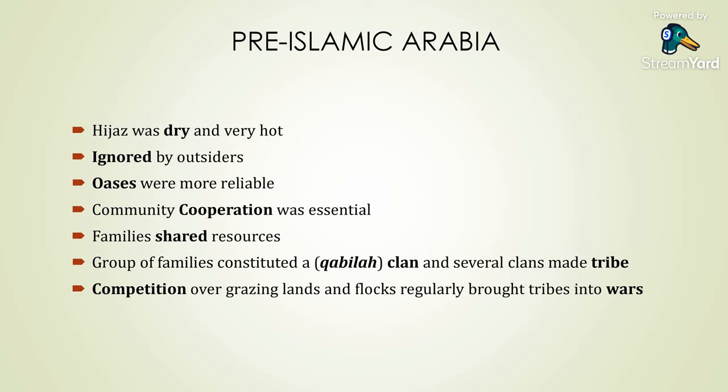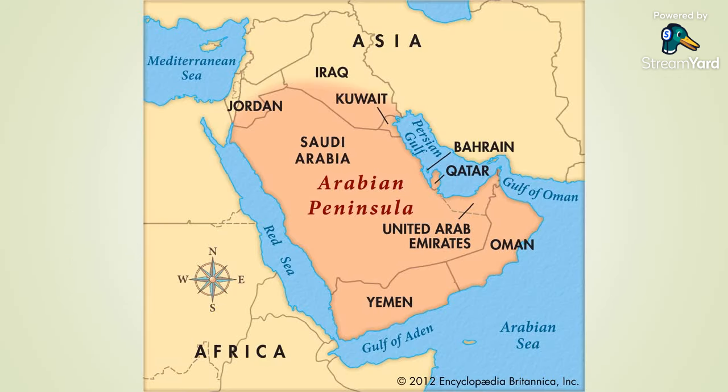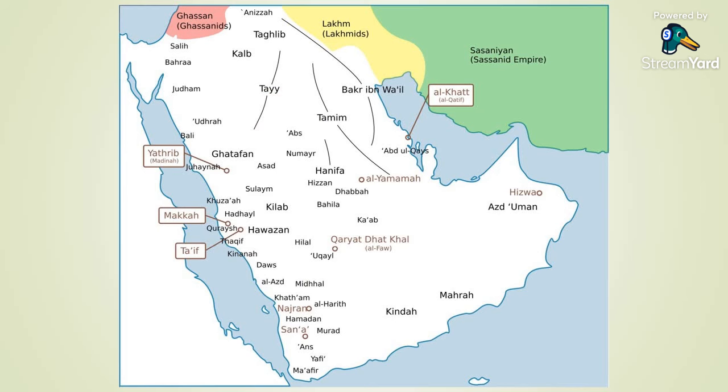Now, the families constituted a clan, which is called Kabila in Arabic, clan. And several clans constituted a tribe. So there was a tribal system in pre-Islamic Arabia. So these are the main tribes of that time. This map is showing.